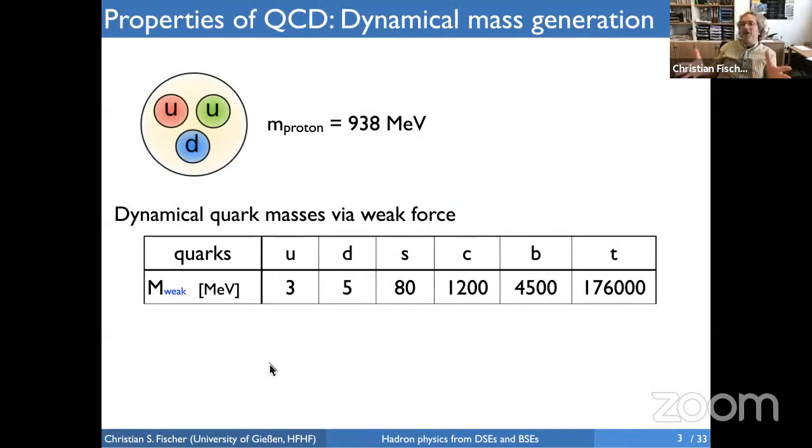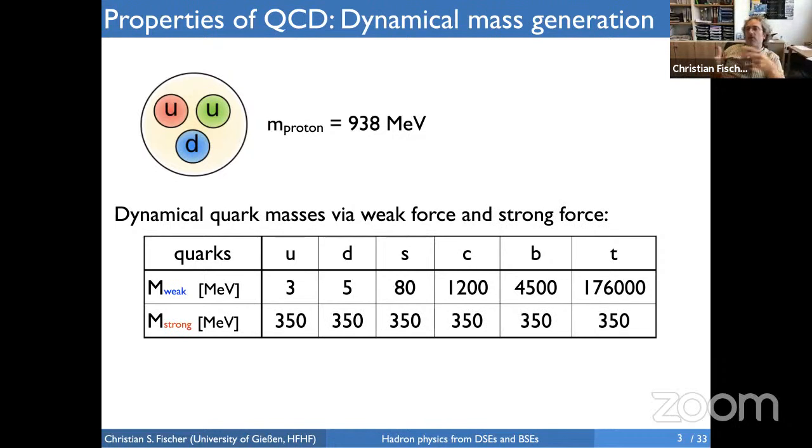So let me again go into this very fundamental picture of mass generation. The proton has a mass of 938 MeV. Right, and if you just know that quarks acquire mass from the electroweak force, from the Higgs mechanism, of course you wonder where the mass of the proton comes from, because the up and down quarks that make up the proton only have a very small mass. That depends on the renormalization point and the scheme, but they are of the order of 3 to 7 MeV.